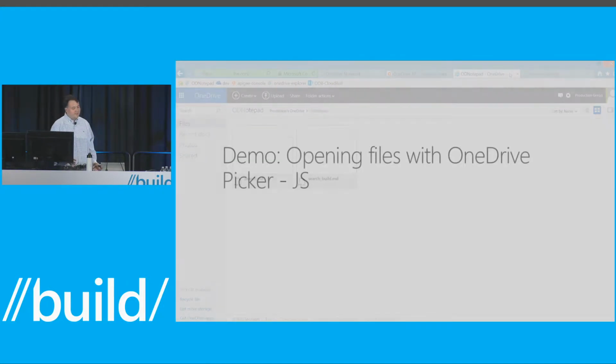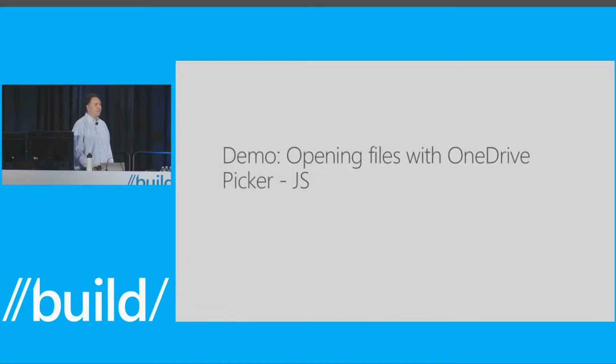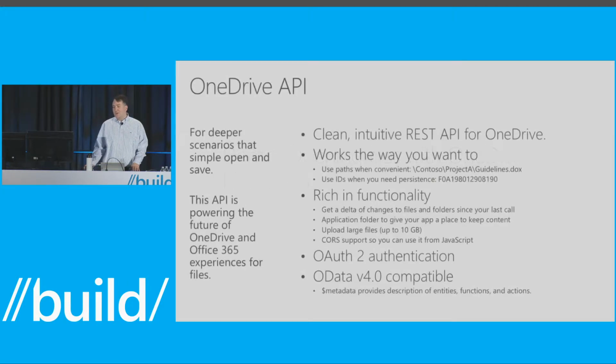So that's the simplest possible thing that you can do to integrate with OneDrive. And that's really a quick scenario. You want to add an attachment to something, you want to add a file, you want to open a file, just dirt simple experiences getting files in and out of OneDrive. Most of the time, though, we think that people are going to want to go above and beyond that. And that's where we've delivered the new OneDrive API.